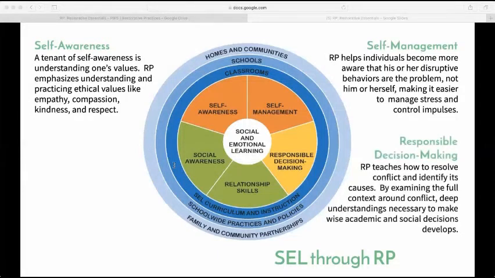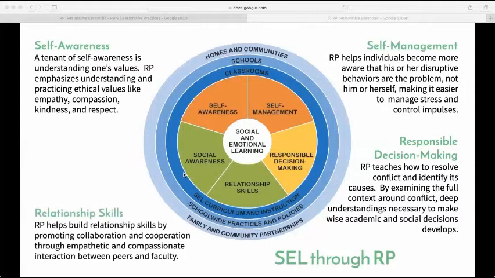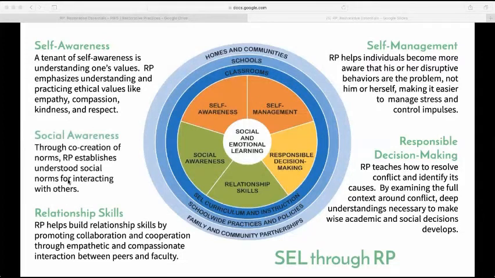In the area of responsible decision making, restorative practices teaches how to resolve conflict and identify its causes. By examining the full context around conflict, the deep understanding necessary to make wise academic and social decisions develops. In the area of relationship skills, restorative practices helps build relationship skills by promoting collaboration and cooperation through empathetic and compassionate interaction between peers and faculty. And then in the area of social awareness, through co-creation of norms, restorative practices establishes understood social norms for interacting with others.